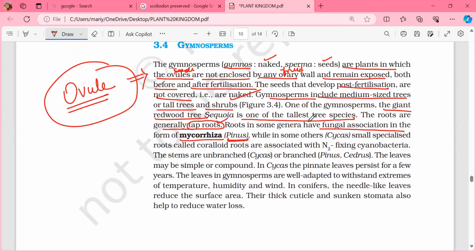So now we know that in the roots of the Pinus tree there is the fungal association known as mycorrhiza. While in some others, meaning in Cycas, small specialized roots known as coralloid roots are associated with nitrogen-fixing cyanobacteria. So in the roots of Cycas, certain cyanobacteria capable of fixing nitrogen are present, and these roots are known as coralloid roots.